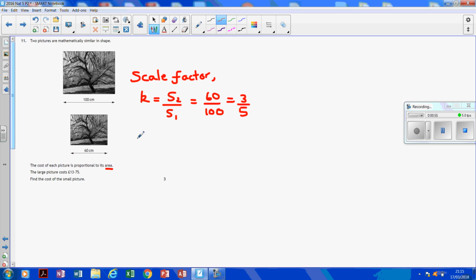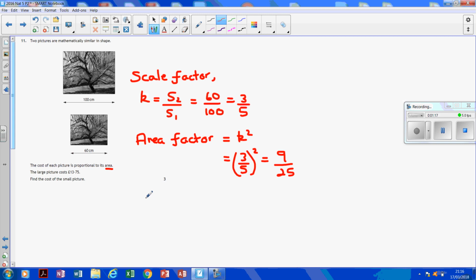Now, we're talking about area. It's all about area, so we want the area factor. So area factor is K squared. Area is measured in squares, so it's K squared. So therefore the area factor is equal to 3 over 5 all squared. Now square the top, square the bottom, which is the same as 9 over 25.